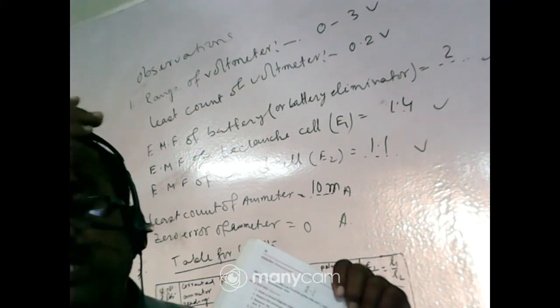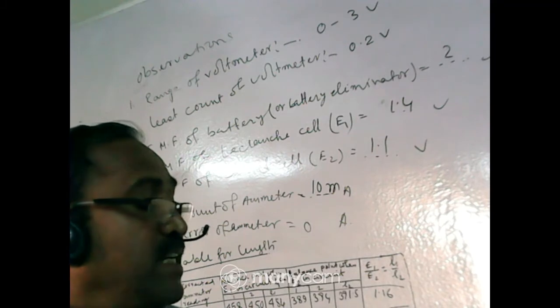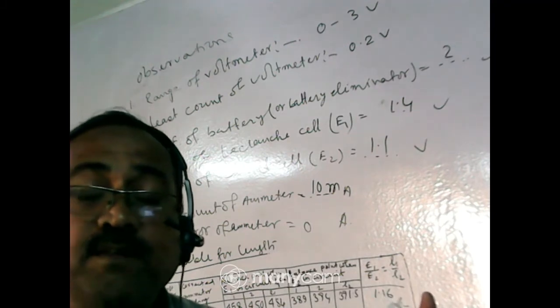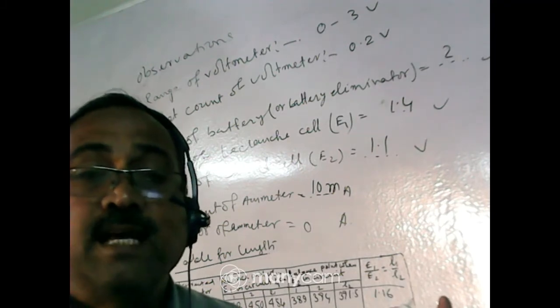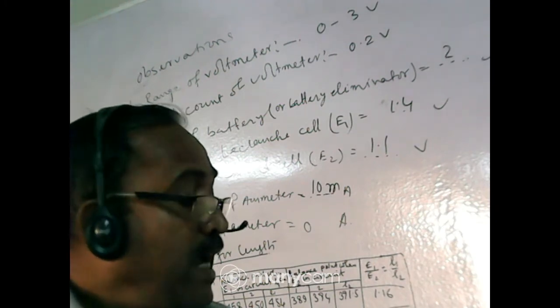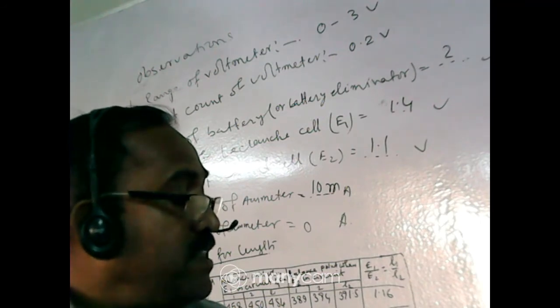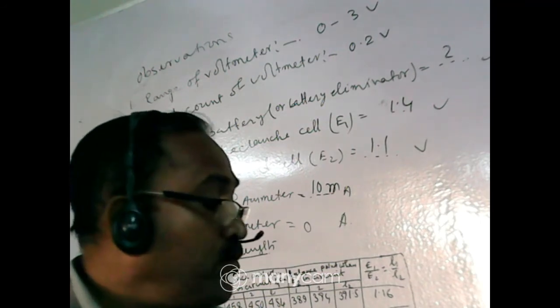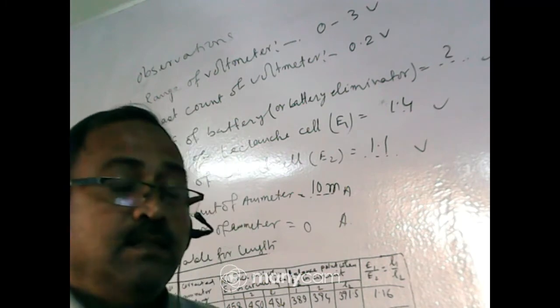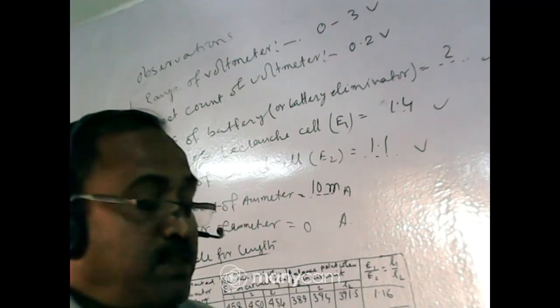E1 by E2 equal to L1 by L2. E1 and E2 are the EMF of the two given primary cells. One is the Leclanche cell, another is the Daniell cell. And L1 and L2 are the corresponding balancing lengths on the potentiometer wire. Okay? Procedure is not necessary. After this, observations.